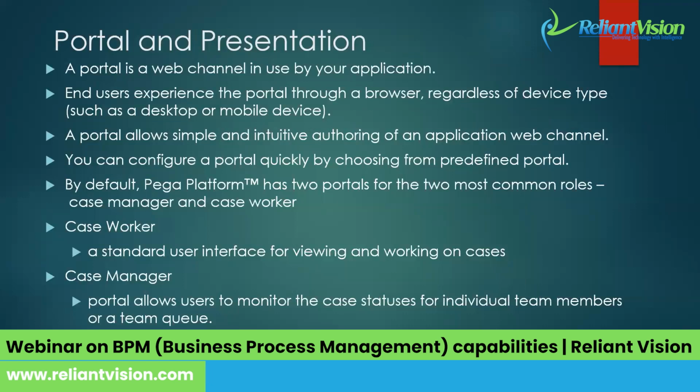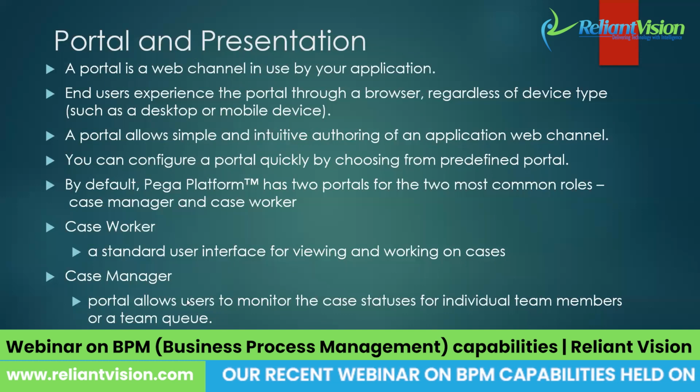There are two types of portals, case worker and case manager. Case worker is a standard user interface where they can view the cases and work on them, whereas managers can monitor the cases, run some reports, and select each individual team member. A team queue is a common work pool. Instead of giving cases to a specific user, you keep all the cases in one work basket, and that is a queue. If you want more portals, we can use the out-of-the-box ones and generate them using templates.